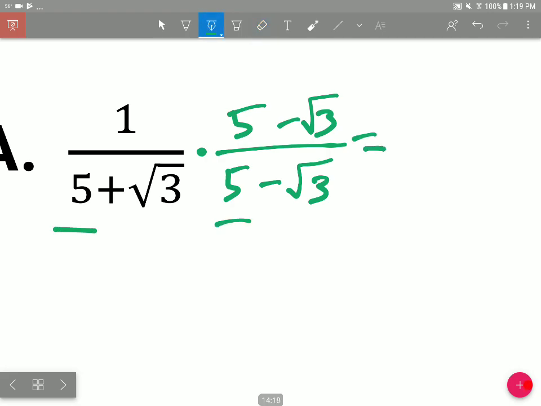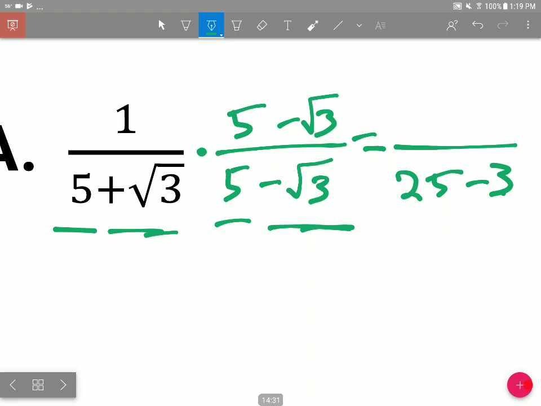5 times 5 is? 25. Root 3 times root 3 is? Not root 3, but just 3. And it's negative because it's a positive times a negative. And then 1 times anything is, well, just itself. So 5 minus root 3 on top. Cool?